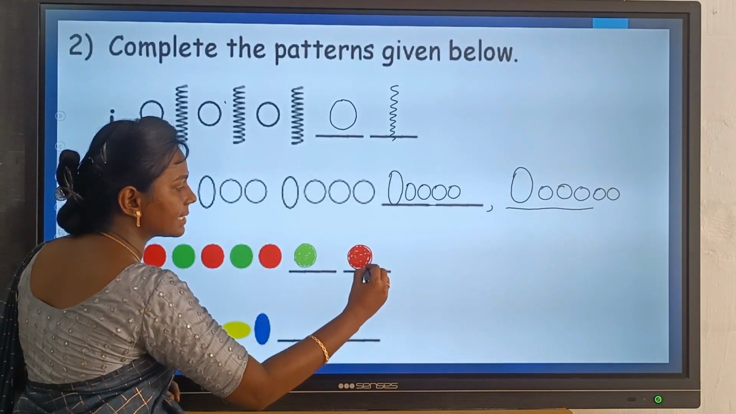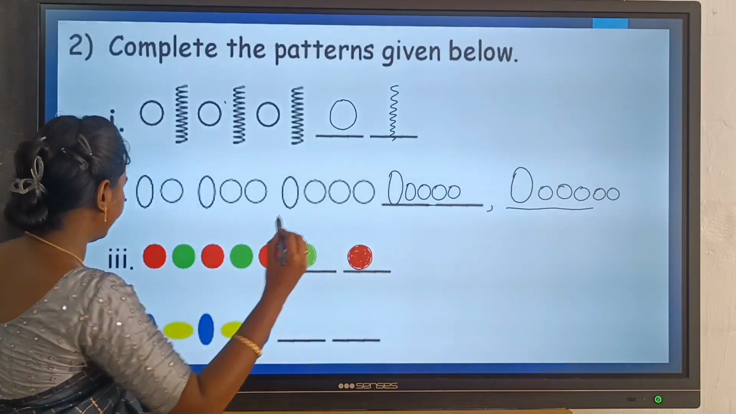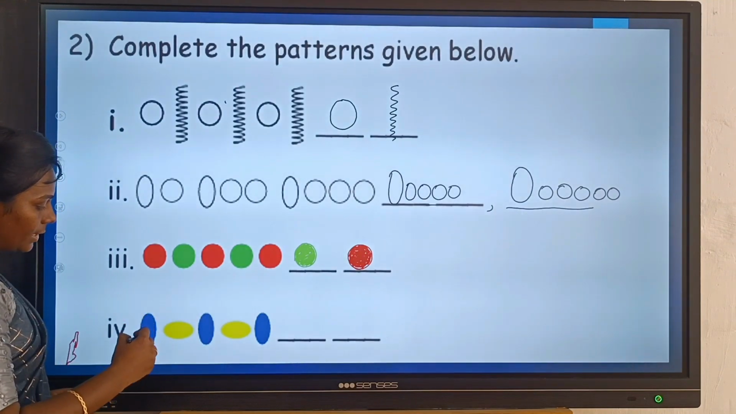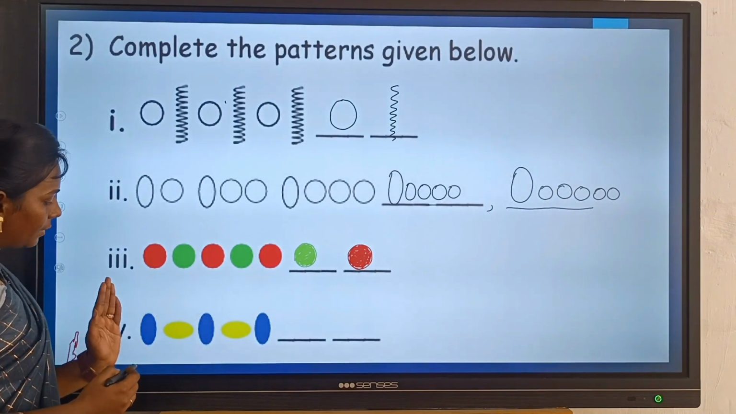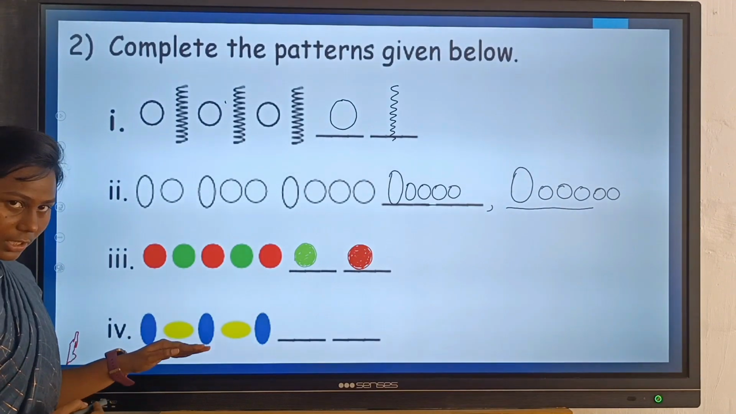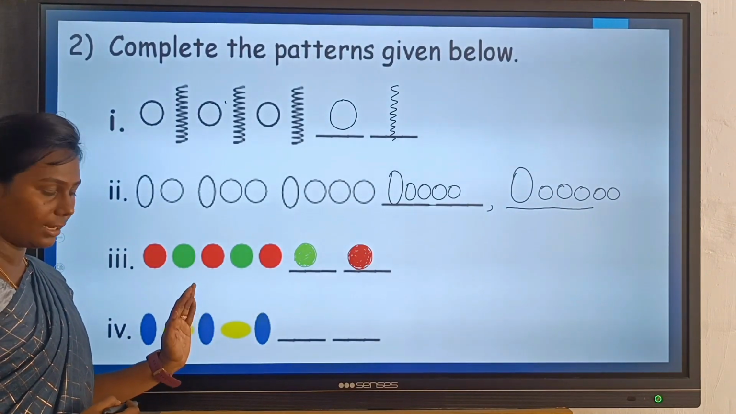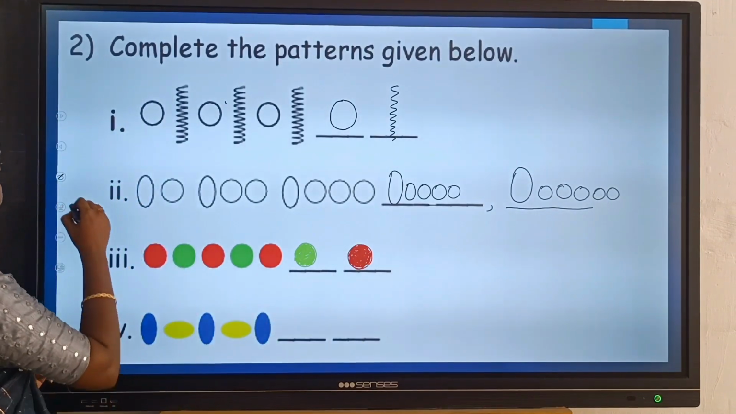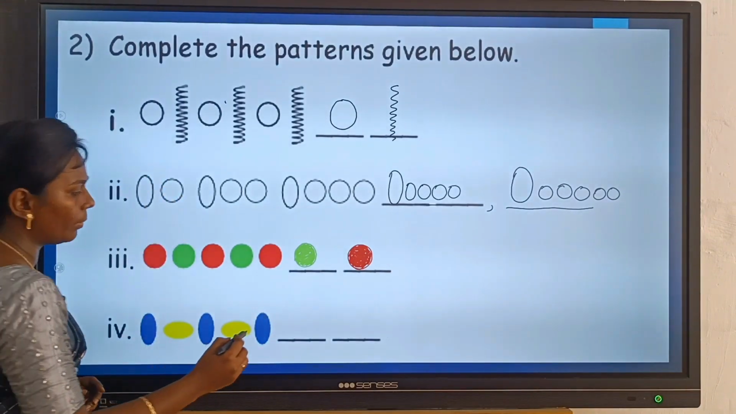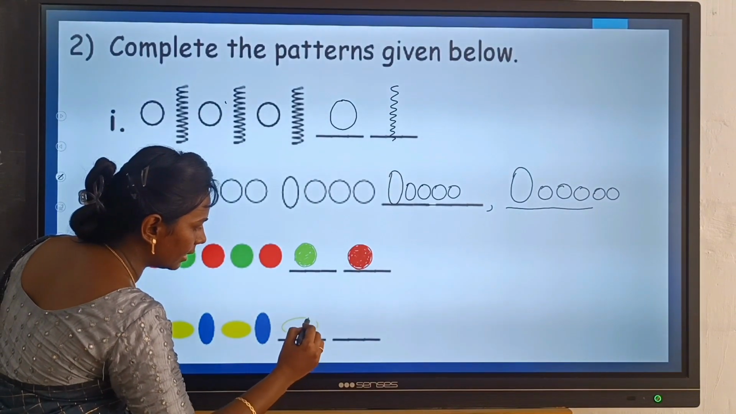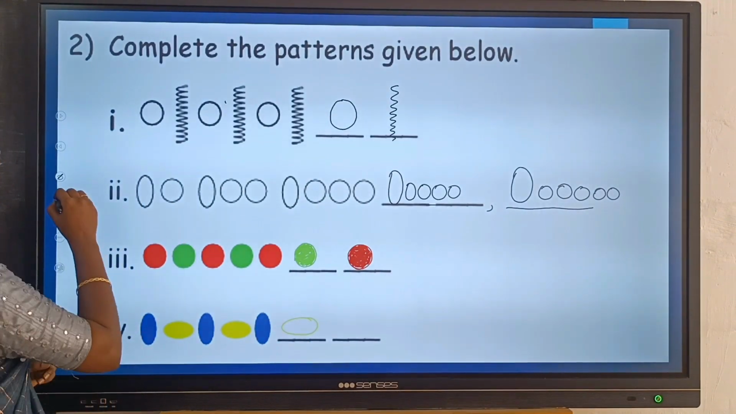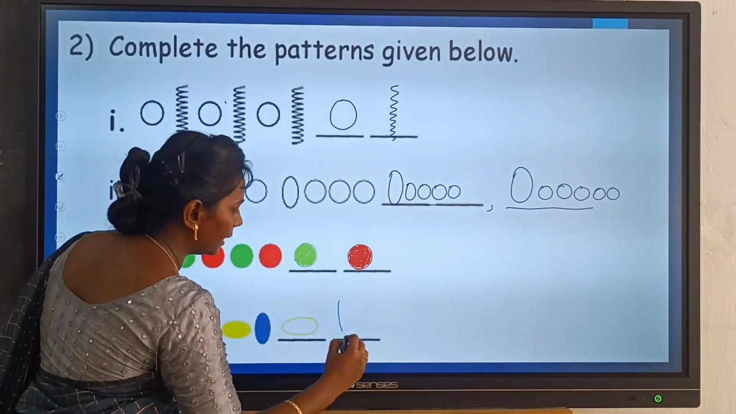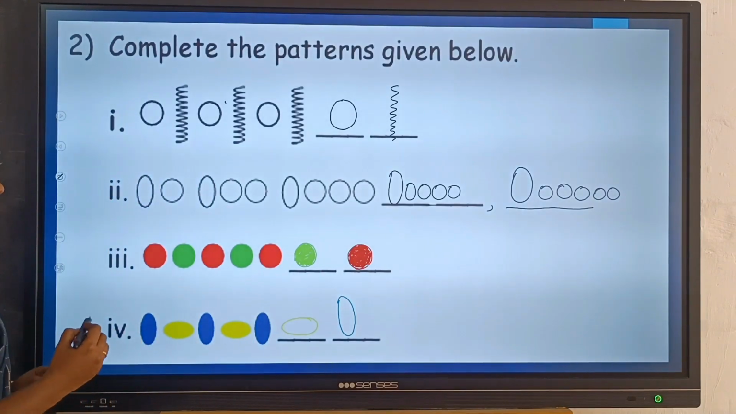So this is the second one. Third one answer. See the fourth one. The shapes have, first one is a vertical oval shape, then horizontal oval shape, then vertical, next horizontal, next vertical, and next what comes next? Very good. Horizontal. Okay, and then next what comes next? Very good. Vertical oval shape.